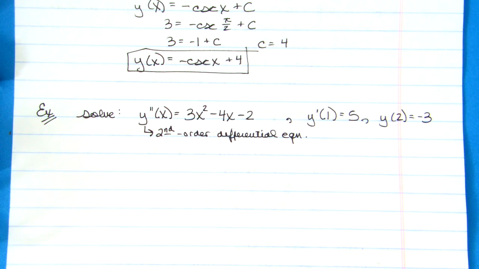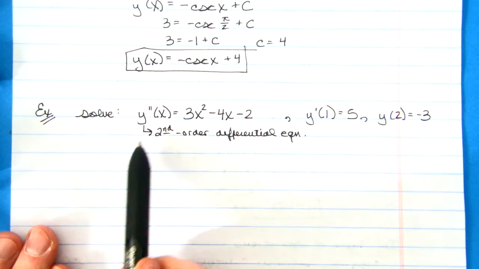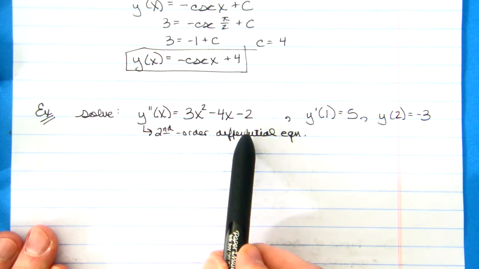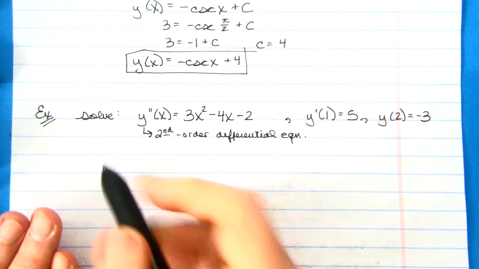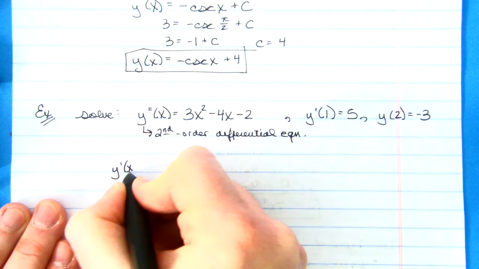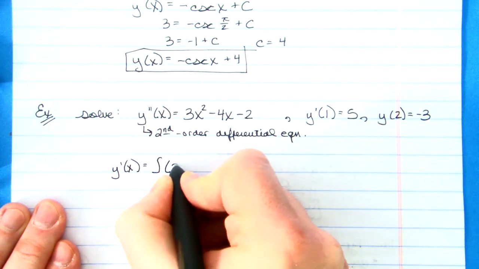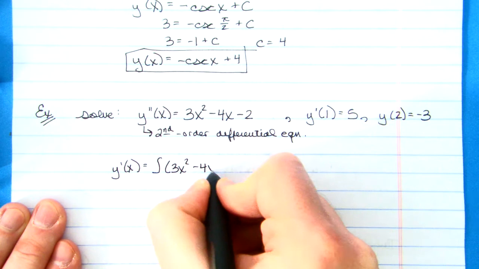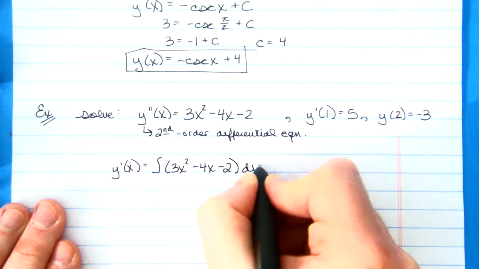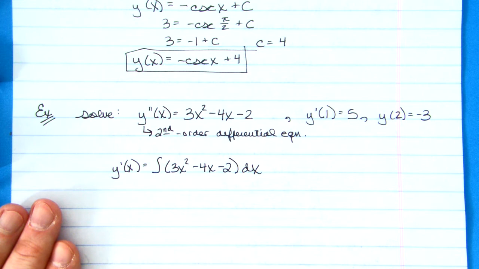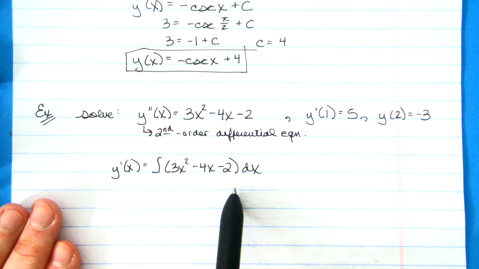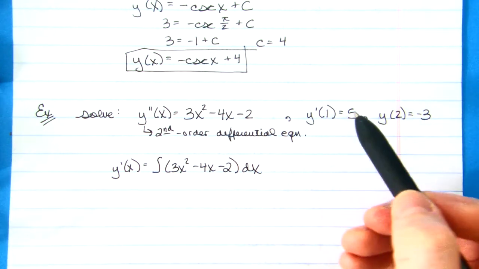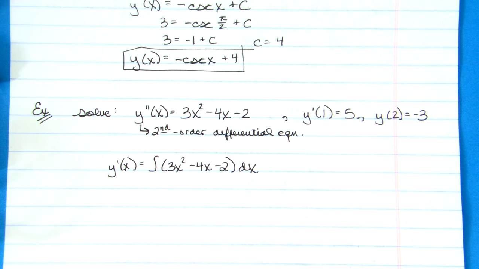Well, I want to find the original function, and I can't do that directly. What I need to do is I first need to figure out what y prime of x is, get a formula for that, and once I'm done with that, I can then find what y of x is. Y prime of x is going to equal the integral of 3x squared minus 4x minus 2 dx. See if you can figure out the particular solution for y prime of x. Find the antiderivative, get your plus c, and then use this information to find your c value. See what you can get for y prime of x.